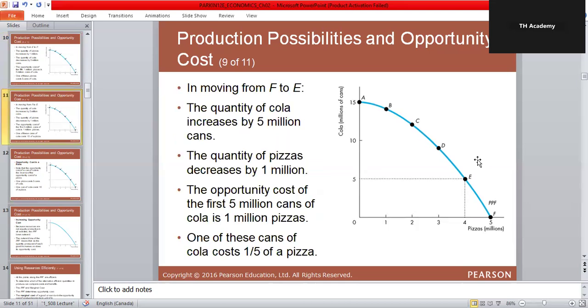Now, at point F, 5 million pizzas, 0 cola, and at point E, 4 million pizzas and 5 million cans of cola. So if we move from F to E, look at the diagram. Now we are moving from F to point E. In simple words, 1 can of cola costs 1 upon 5 of a pizza. The idea is the same as just before, just flipped. The opportunity cost depends on which way you move along the PPF.